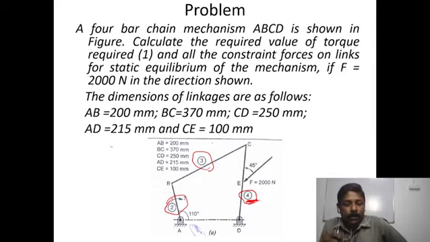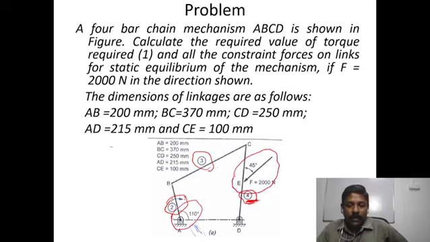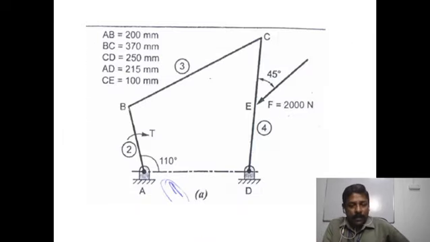In this problem also, the dimensions of the links are given and the angle of inclination of the crank is given. Here additionally one force is acting on the rocker or lever, that is an external force, F equal to 2000 Newton. It is acting at a 45-degree angle. So here again we have to draw the space diagram to some scale.